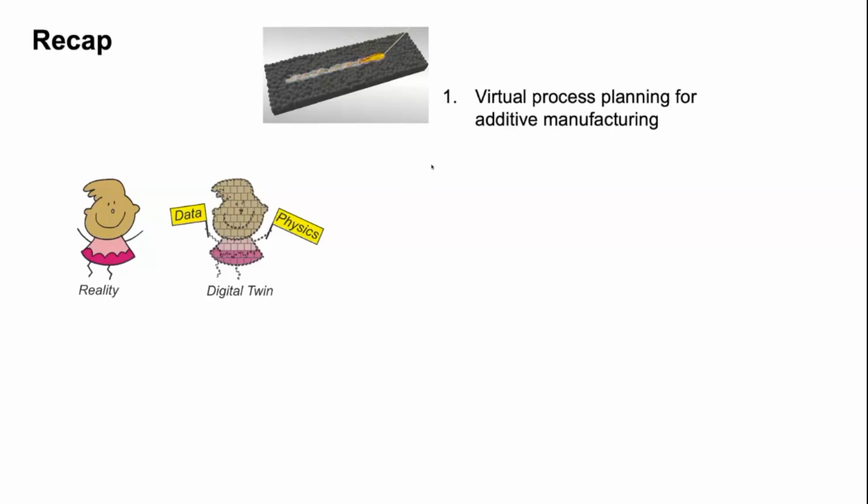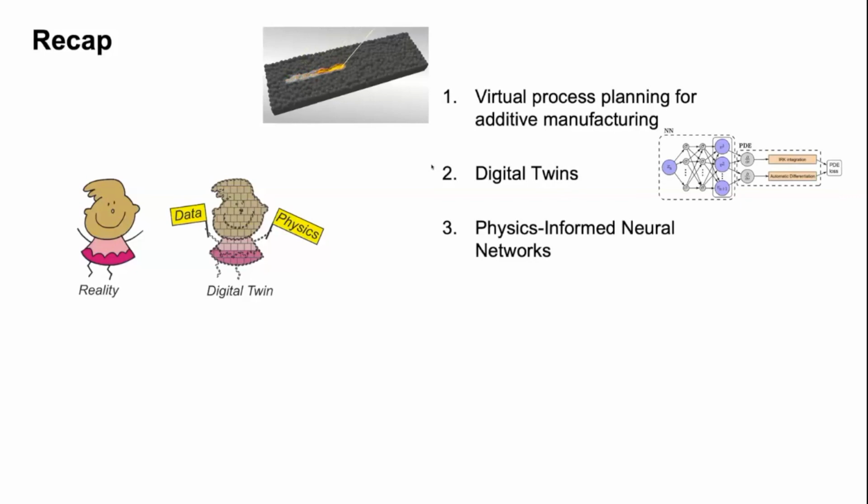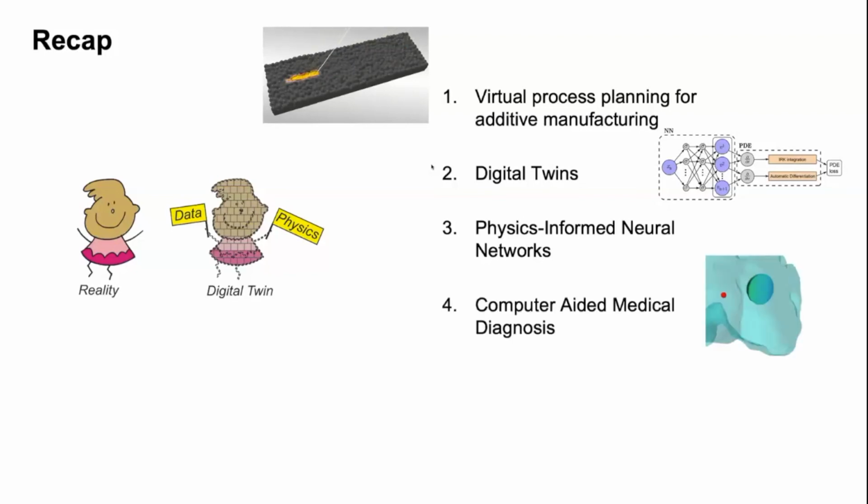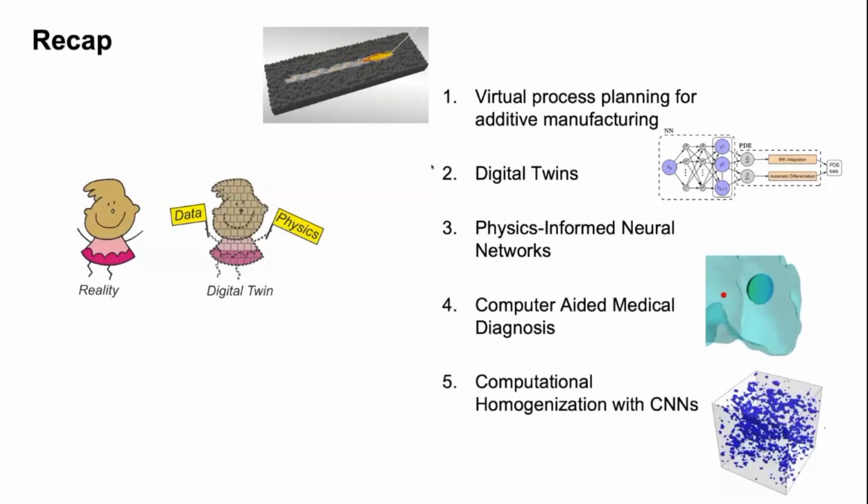Quick recapitulation. We are coming to the end of my talk. I've talked about virtual process planning for additive manufacturing and motivated from there the need for digital twins. And I presented current activities on physics-informed neural networks, and a vision for computer-aided medical diagnosis, or a future field of application, of how we could use this if we make some effort in the modeling with the PINNs, and other ongoing work with computational homogenization with convolutional neural networks.